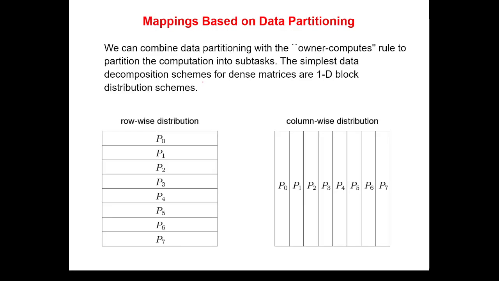Alright, kita tengok macam mana mapping based on data partitioning. Bila kita combine data partition with the owner computes rule to partition the computation into a subtask. Kita pecahkan dia kepada subtask. So the simplest data decomposition scheme di mana kita akan gunakan dense matrix 1D block, sama ada kita guna row wise distribution, row by row, or by column wise distribution. So kita partitionkan data ikutlah sama ada by using a row ataupun column.